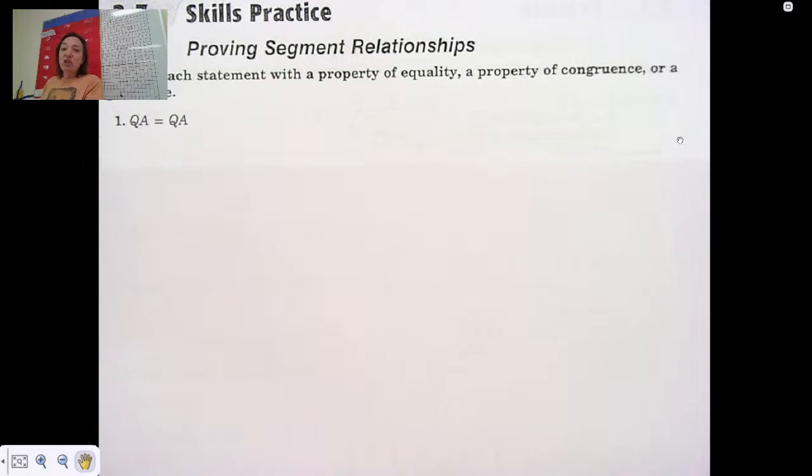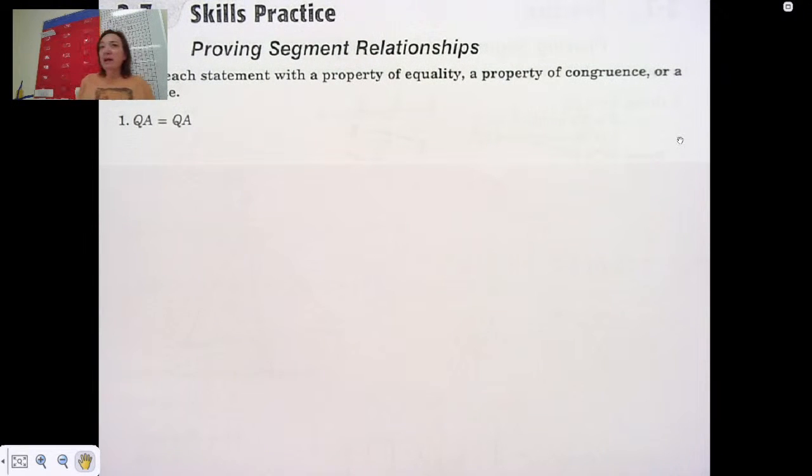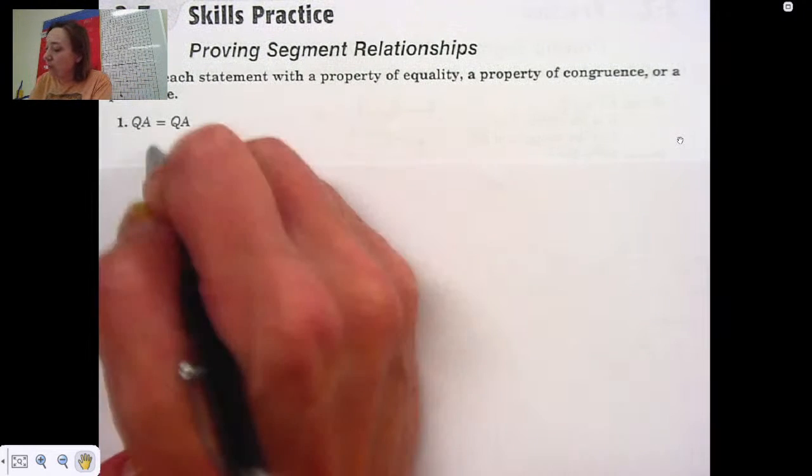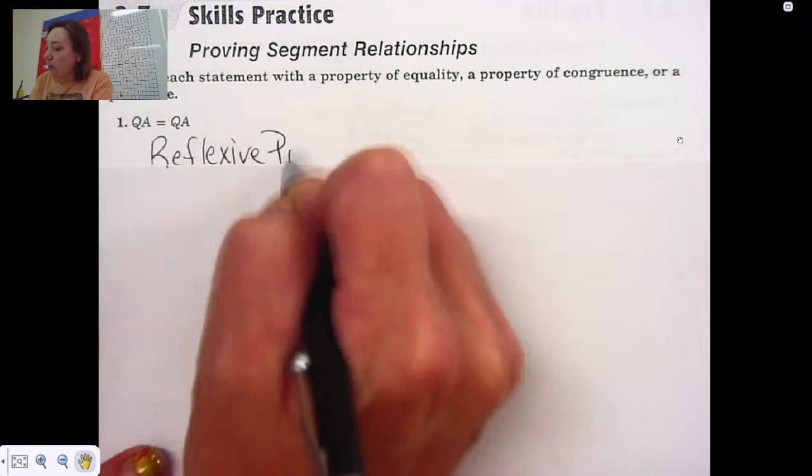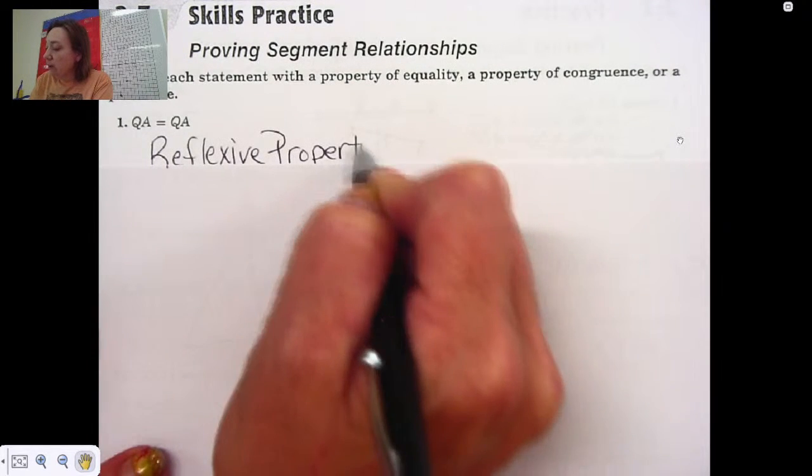Okay, it says QA equals QA. What is that? It's one of the ones we just talked about. It is the reflexive property. It is the reflexive property, but we're going to add to it just a little bit.